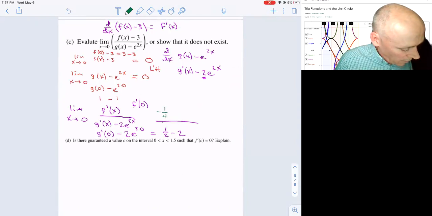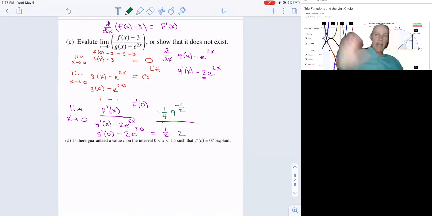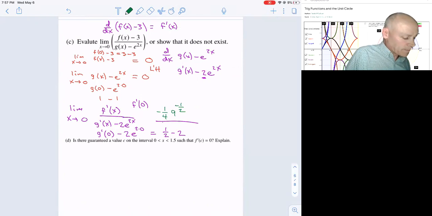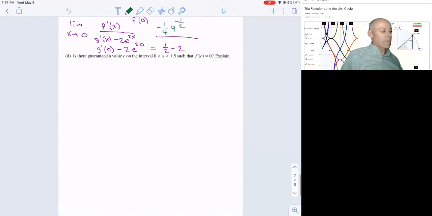Negative 1/4, 9 to the negative 1/2. Numeric answer, throw up your hands, move on to the next one. Okay, awesome. Okay, last part D.